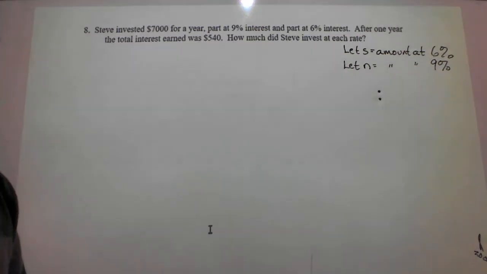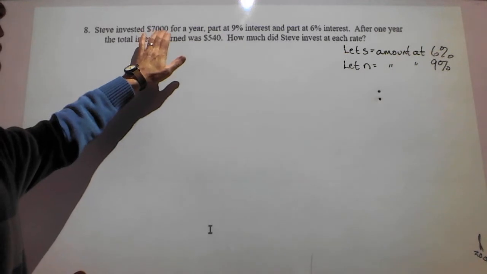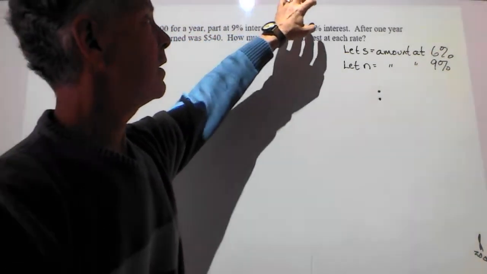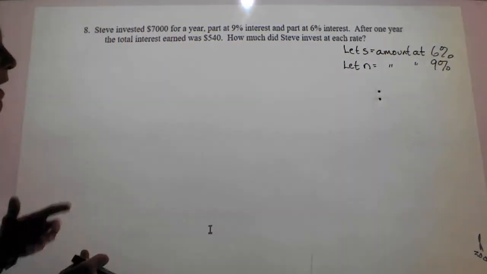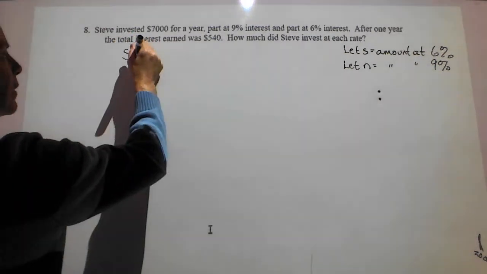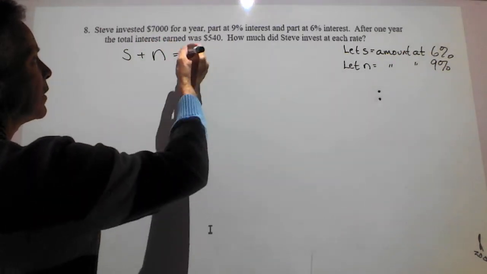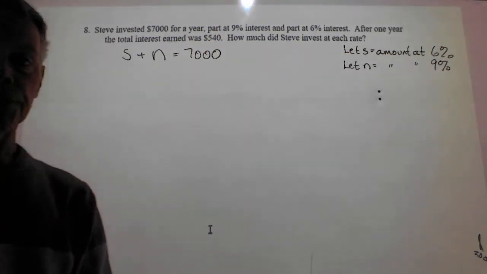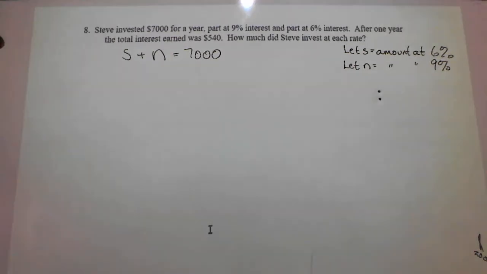Okay? Now it tells you the total amount he invested, and you know that that total amount is made up of the chunk he threw in this account and the chunk he threw in that account. And that gives you your first equation, kind of the simpler one, right? So we have our amount invested at 6% plus our amount invested at 9%, all together equaling $7,000. Okay? That's our first, somewhat more simple equation.